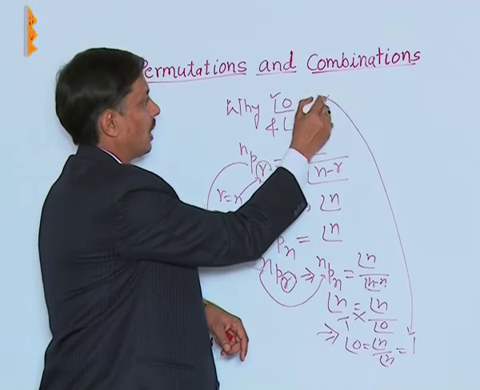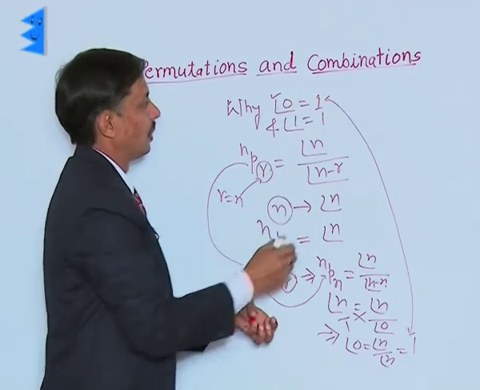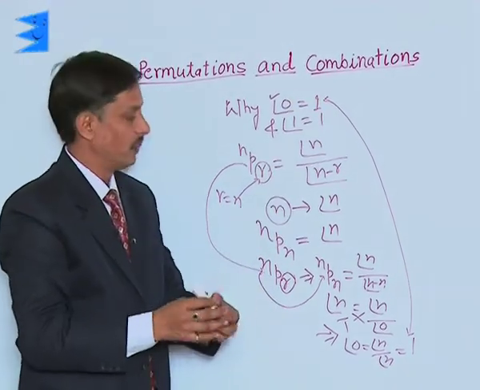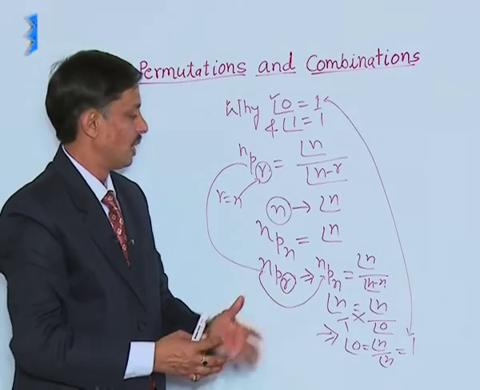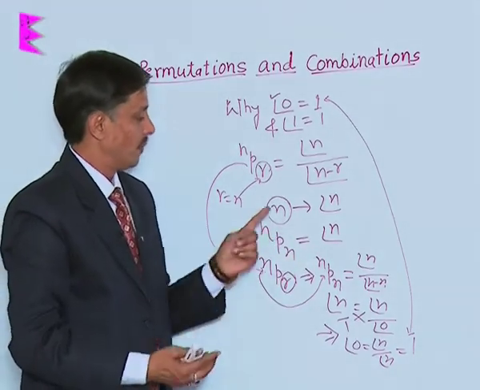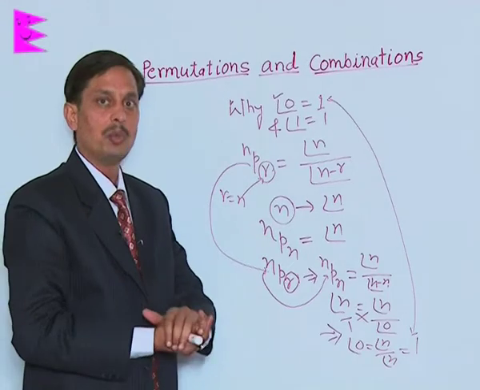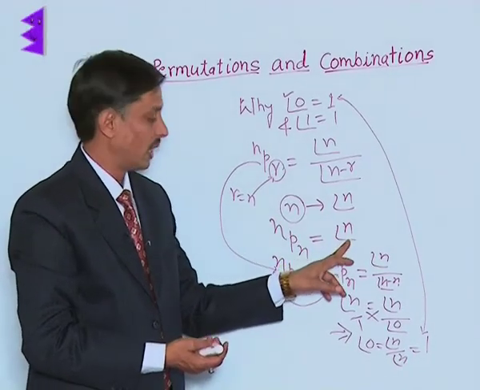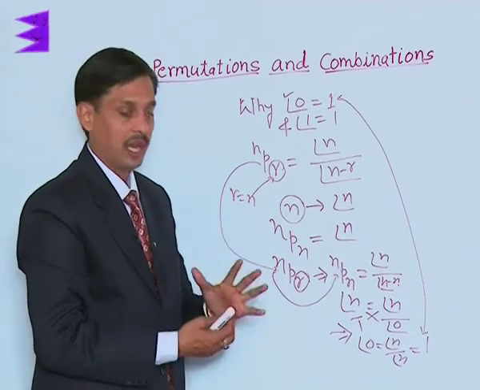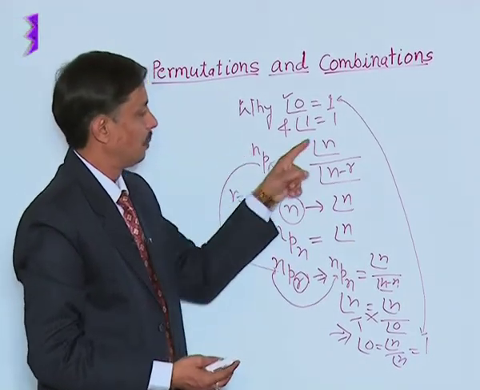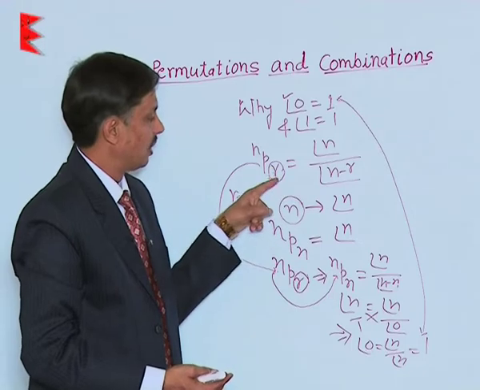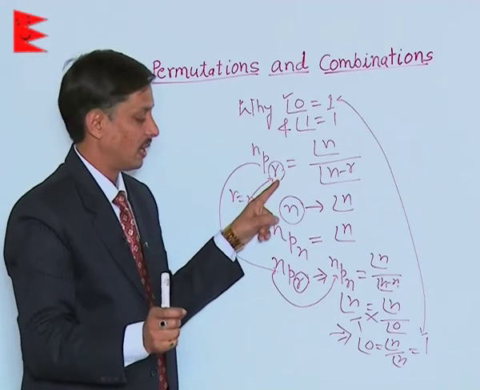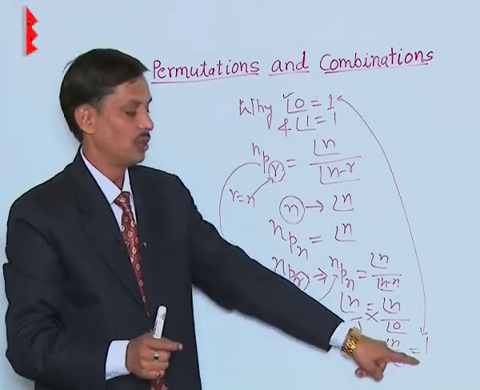This was the task, to explain why factorial 0 is 1. The reason is so simple. If n objects need to be taken out of n, then nPn is considered as factorial n, and then applying the formula of nPr and replacing r by n, we get that factorial 0 is 1.